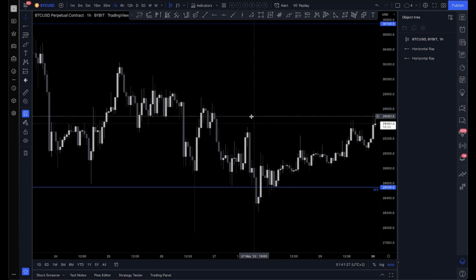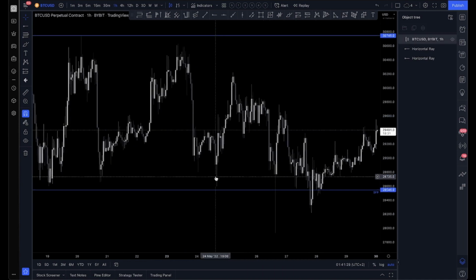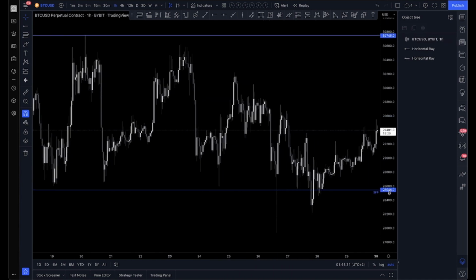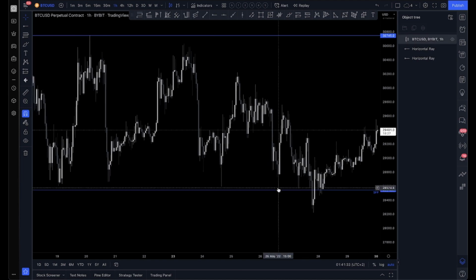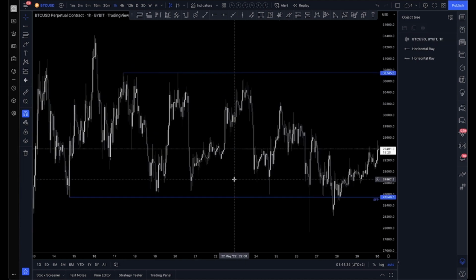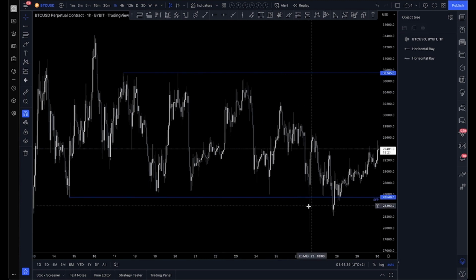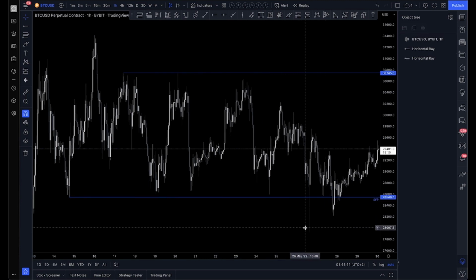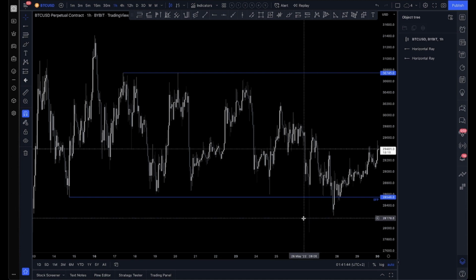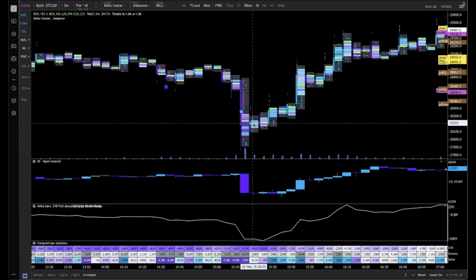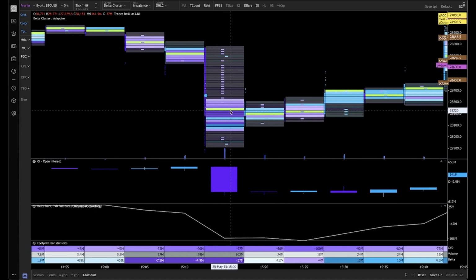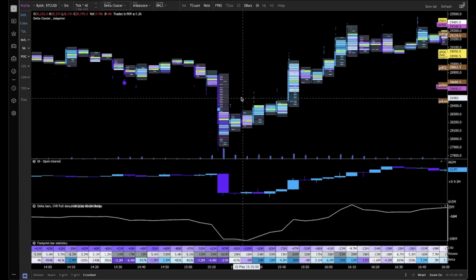So first of all, you mark your level on TradingView. In this case, 28,547. We already talked about why this is an important level. It's the low of the range and we expect a lot of stop losses, which means liquidity for the big positions to get filled. So let's hop into order flow and talk about what happened here.